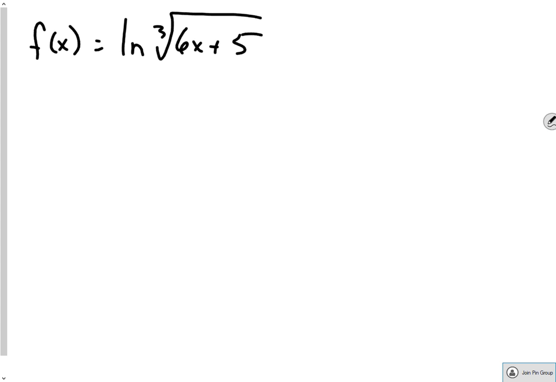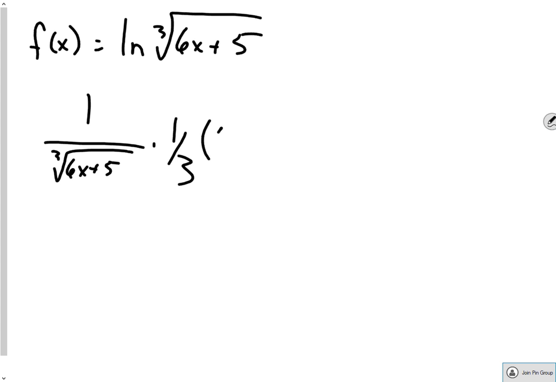All right, and then we have to times it by the chain rule of that. So then there'll be 1/3. 6. Yeah. What's 6 times a third?